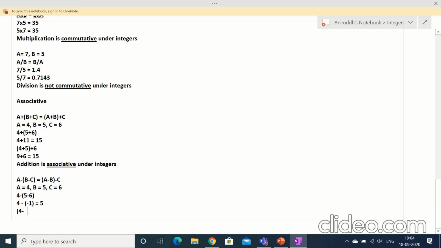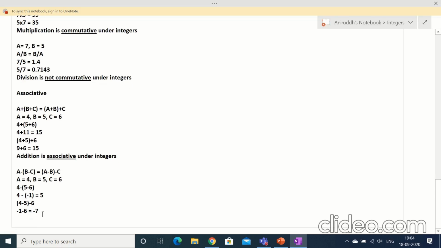(4 minus 5) minus 6. Brackets first. 4 minus 5 is minus 1, minus 6. You will get the answer as minus 7. You get different integers, which means that subtraction is not associative under integers.